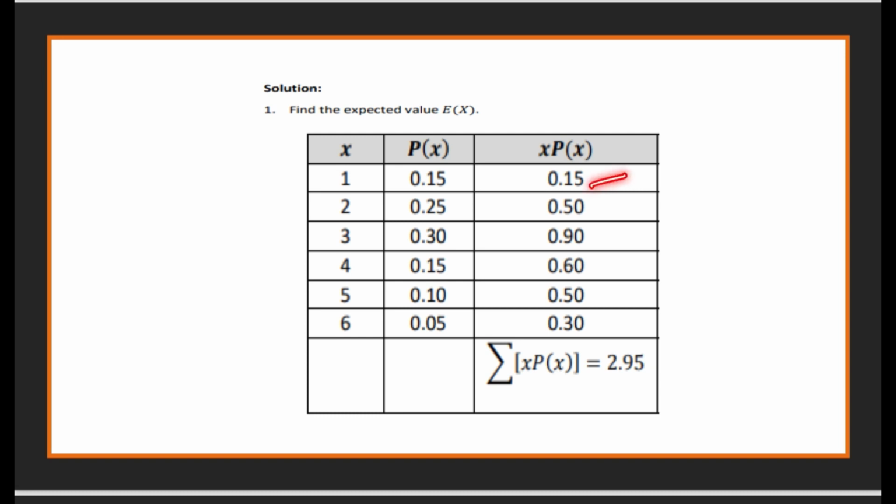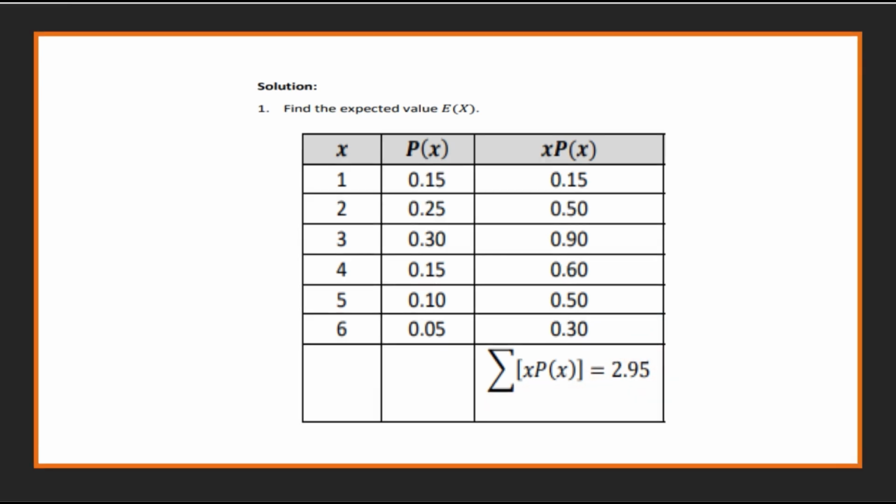To get 0.15, just simply multiply 1 and 0.15, that is 0.15. 2 times 0.25 is 0.50, 3 times 0.30 is 0.90, 4 times 0.15 is 0.60, 5 times 0.10 is 0.50, and 6 times 0.05 is 0.30. Adding these products, we have now the summation of x times p of x, or simply the expected value, which is equal now to 2.95. Take note, in finding the variance and the standard deviation, do not forget to find the expected value first, or the mean, because the mean is very important.